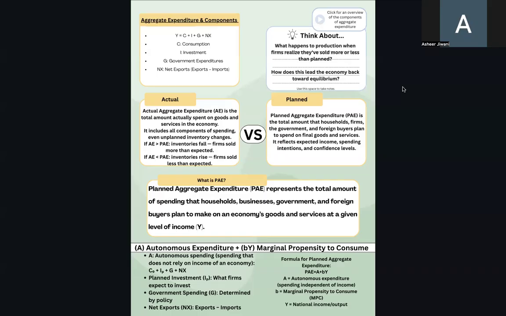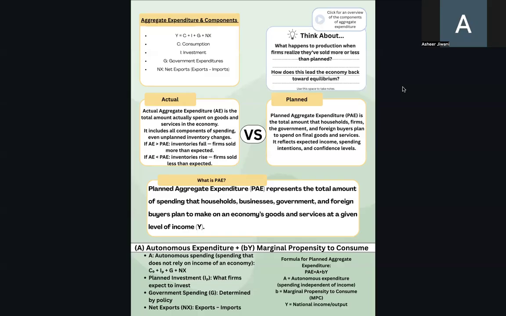If the income was zero, then these expenditures would still occur. So, examples of this can be planned investments, government spending, and also net exports. And these are going to be the baseline drivers of spending in the economy. Next, you've got B, which is the marginal propensity to consume, or MPC. This tells us how much consumption increases when income increases by just $1.